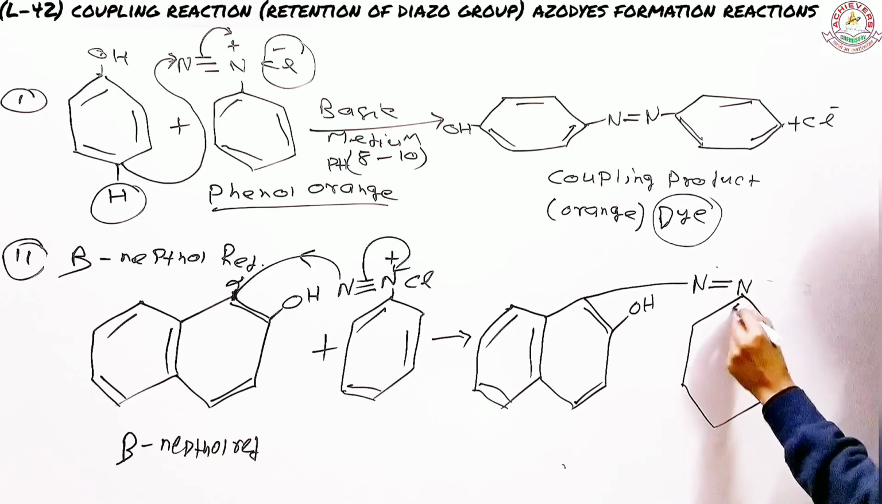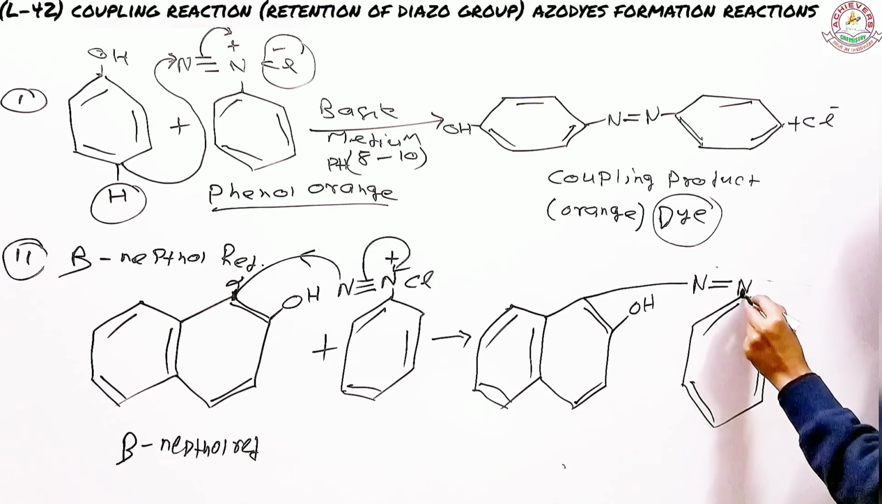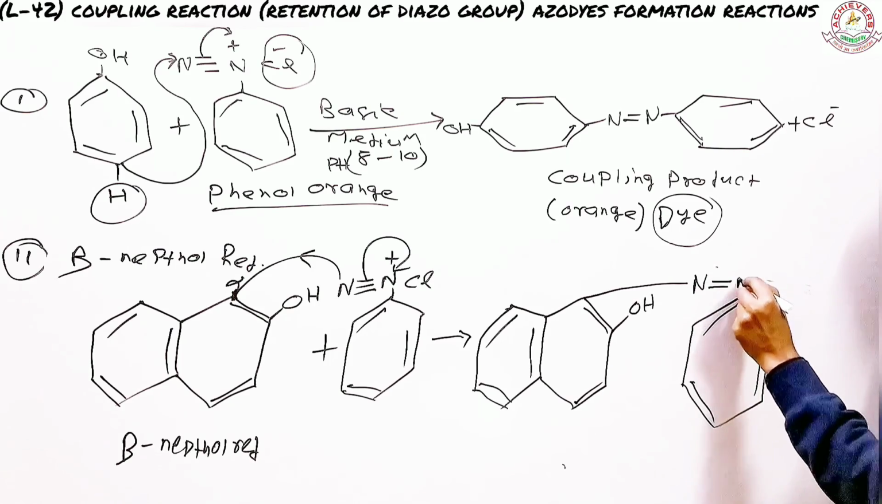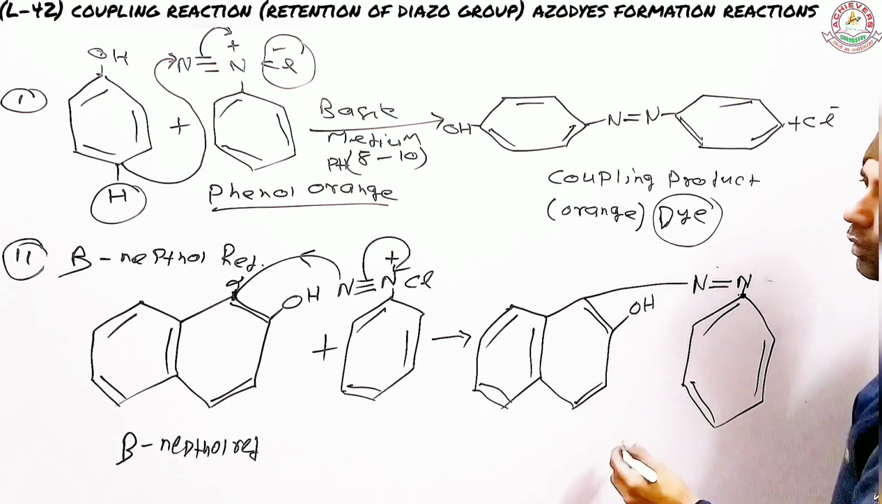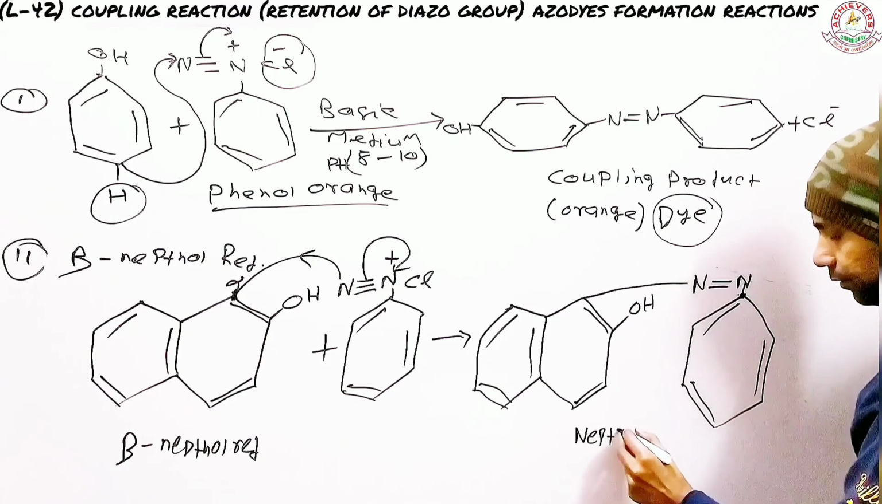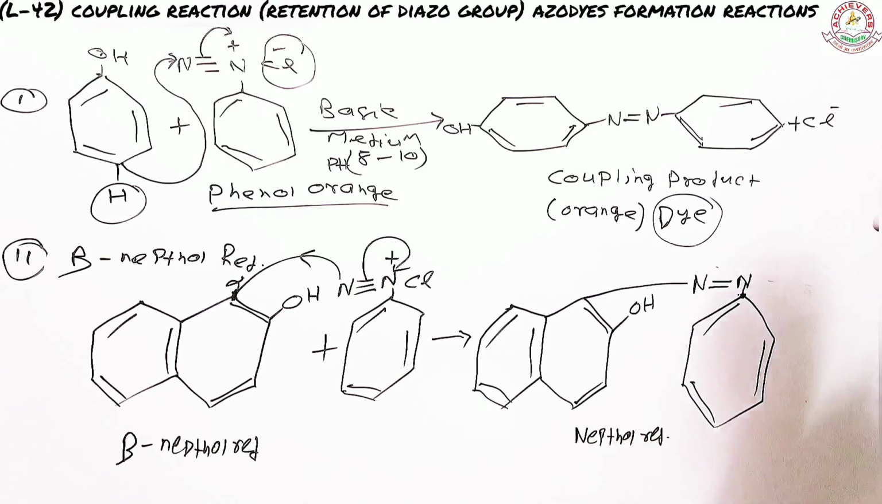So I hope I'm not messing up and I've made it very clear. So this is what the structure of this naphthol red is. So this is your naphthol red. So these are the three reactions I wanted to do.